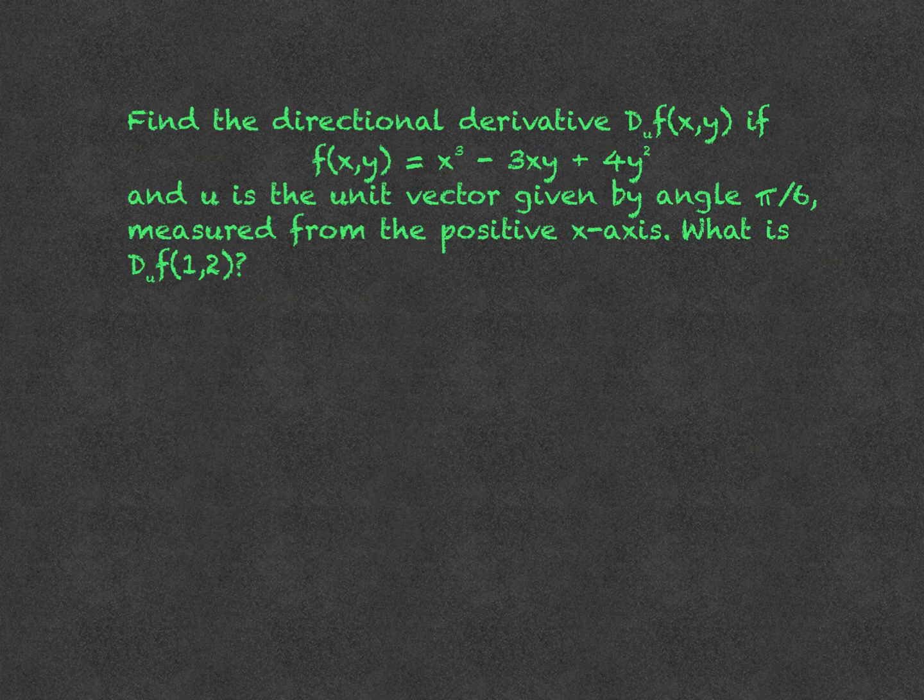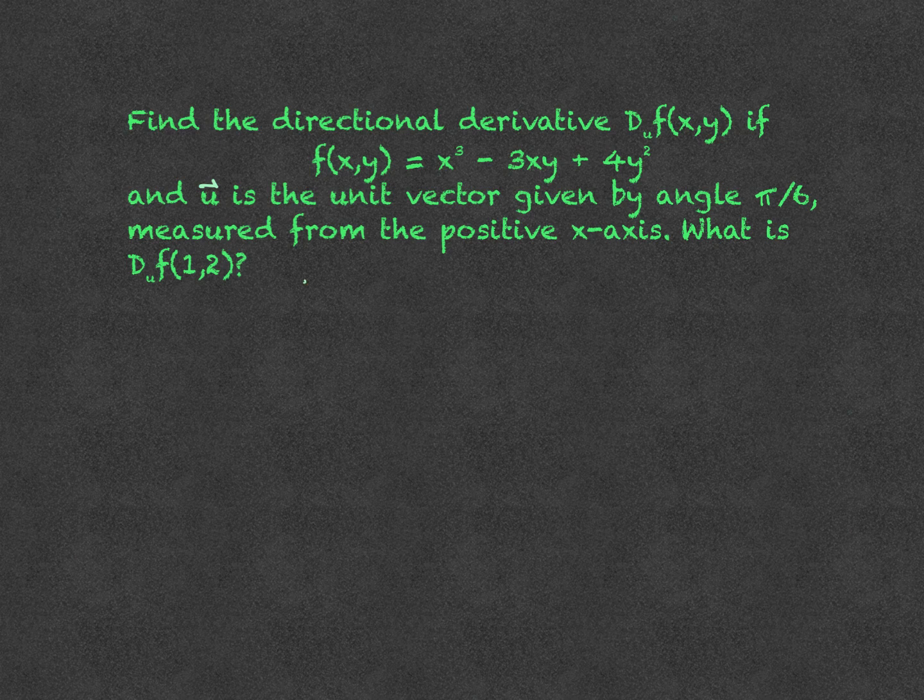So here we're supposed to find the directional derivative given this equation and a unit vector. We need vector notation, given by the angle pi over 6 measured from the positive x-axis. By the way, that formula I gave you earlier is always when you're measuring from the positive x-axis. That's your pole, that's your origin, that's your starting point all the time. So keep that in mind.